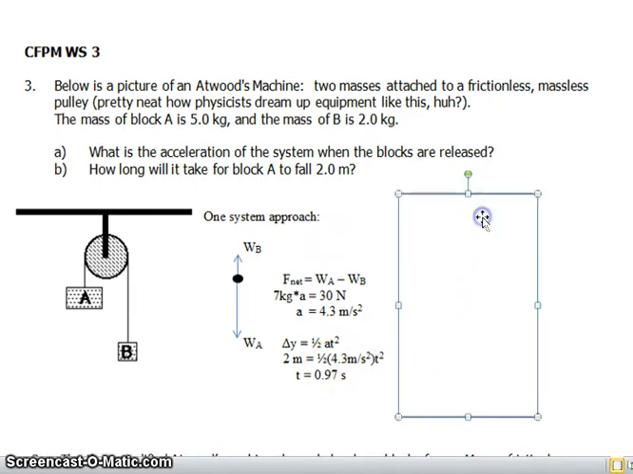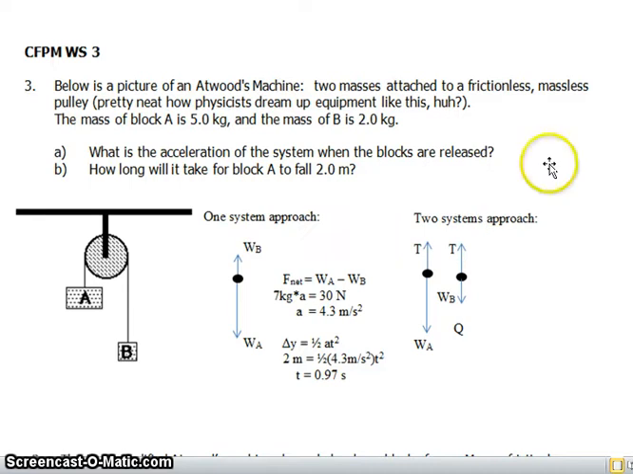Another way that you could do it is you could use a two-system approach and draw free bodies for both A and for B. There would be tension forces upward on both of them, and those are equal in magnitude because the pulley is massless. We have a WA force downward that's bigger than the tension, and a WB force downward that's smaller than the tension. We can then write two net force equations.